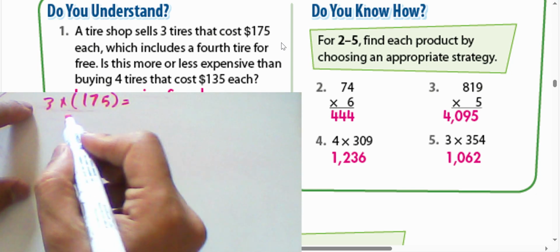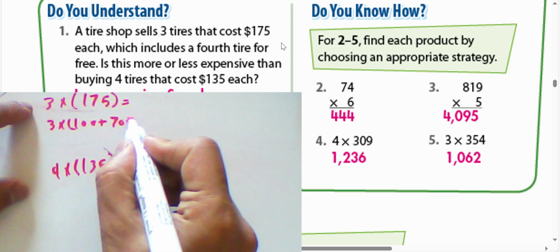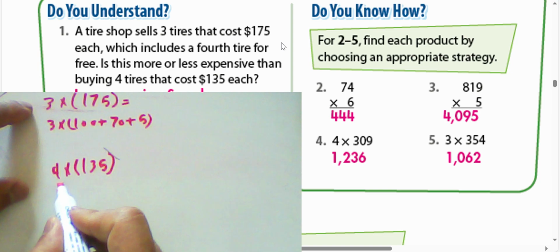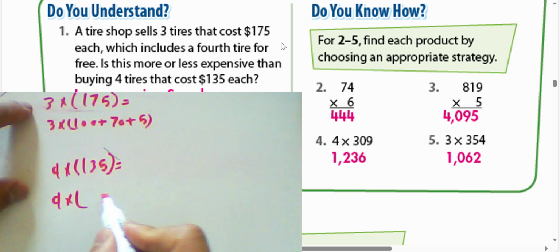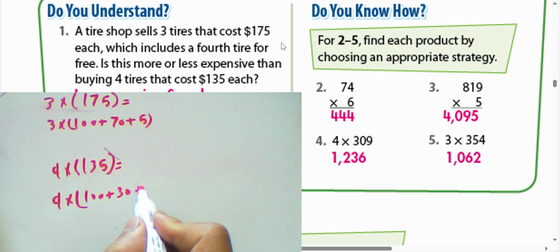First question, we can write 3 product by 100 plus 70 plus 5, and this number also 4 product by the expanded form of this number, 100 plus 30 plus 5.